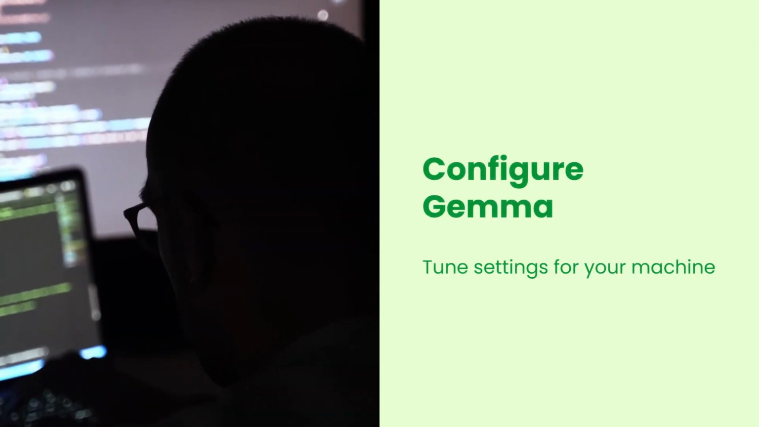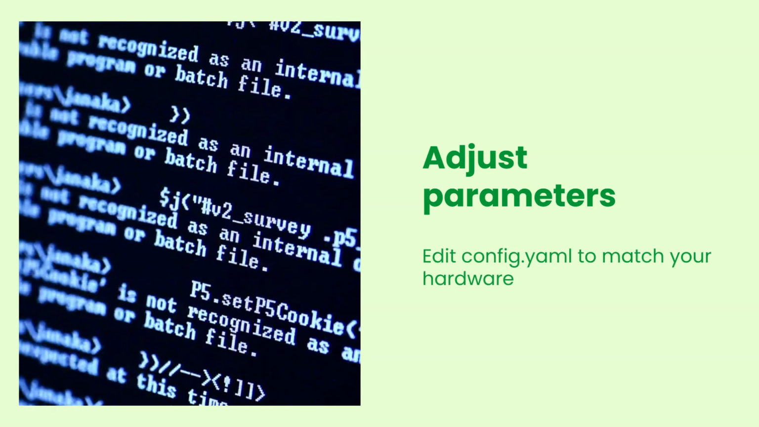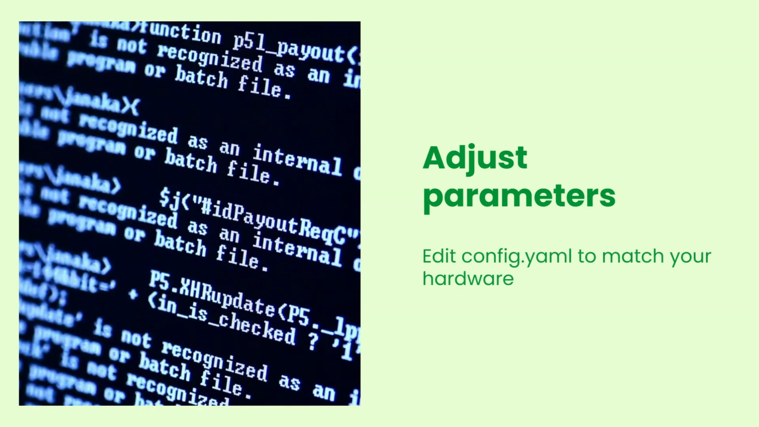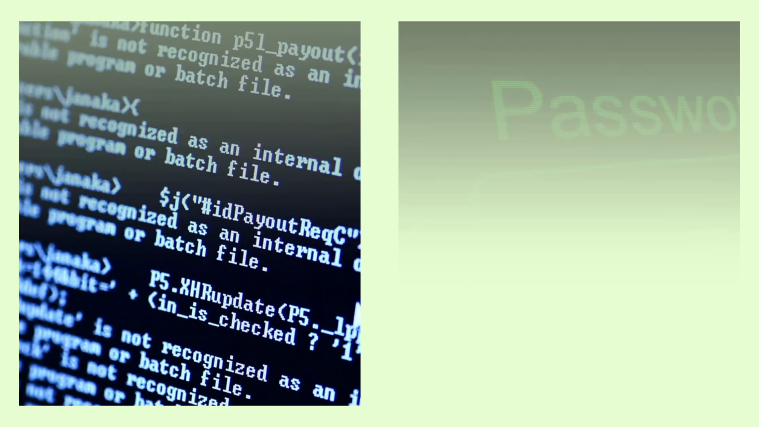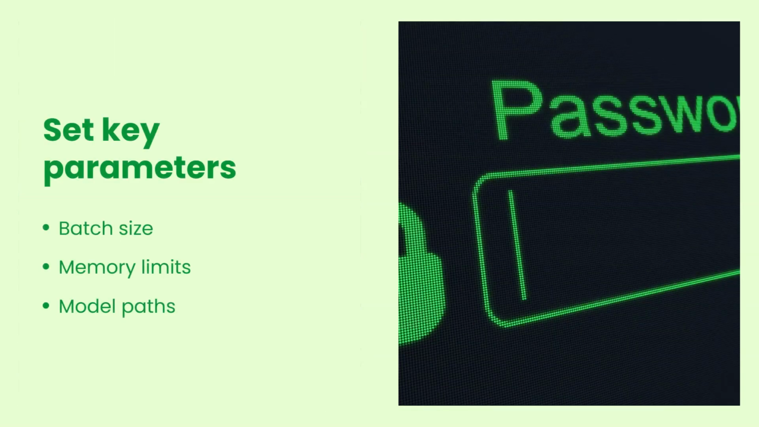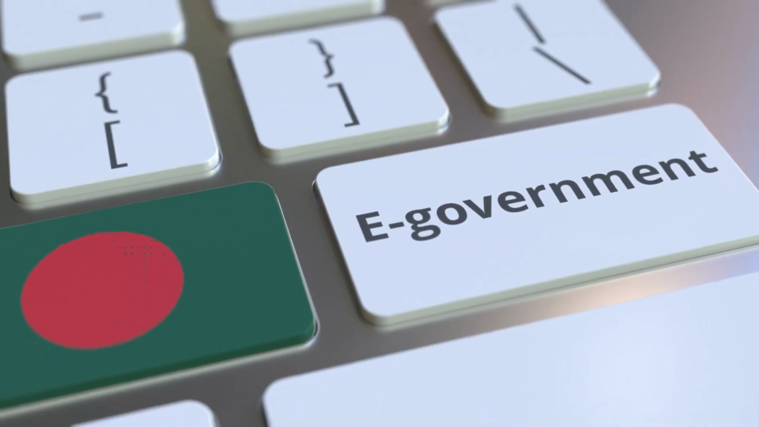Now, let's configure Gemma for your machine. Open the configuration file, usually named config.yaml or similar, and adjust the parameters to match your hardware. Set batch sizes, memory limits, and verify paths to the model weights. Save and exit when ready.